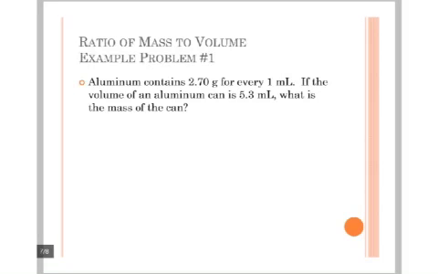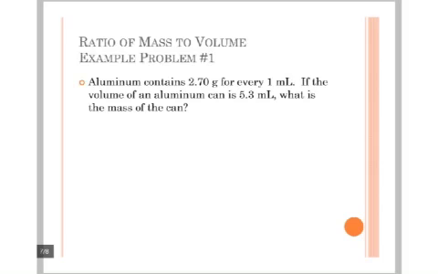Today we're going to look at two example problems involving calculation of density. We've already figured out what that density is, the mass in every 1 unit of volume. And now we're actually going to perform some calculations with it. So, aluminum contains 2.7 grams for every 1 milliliter. That just is the density of aluminum. Remember, the density, when you see it standardly stated, is going to be the mass for 1 milliliter.